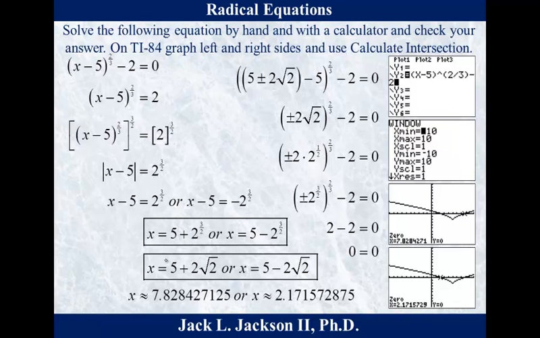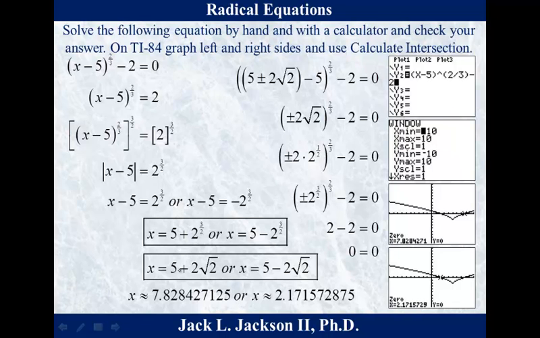If you'd rather have radical notation, remember 3/2 is 1 1/2, so that's a 2 to the first and a square root of 2. So in radical notation, you'd write that as reduced radical notation. That would be x equals 5 plus 2 times the square root of 2, or x equals 5 minus 2 times the square root of 2. If you plug these in your calculator, either the fraction exponent form or the radical form, please do that to check it. Either way you go, you're going to get these decimal numbers as approximations.